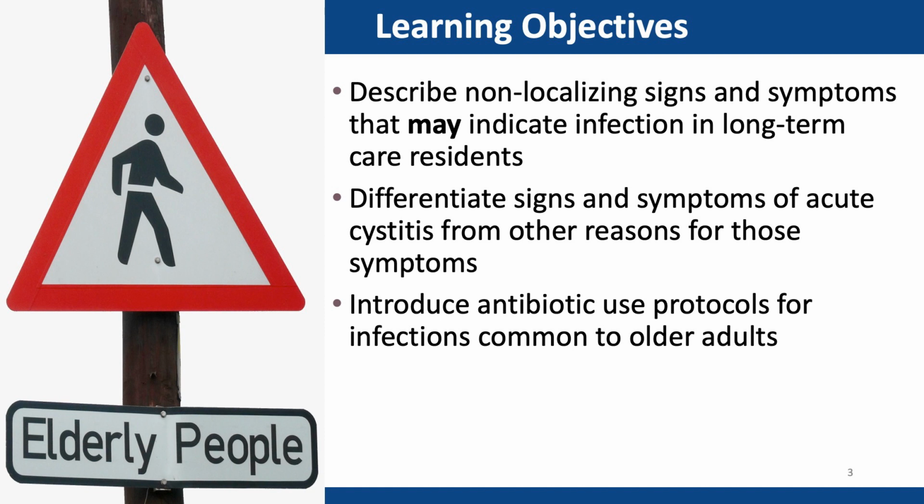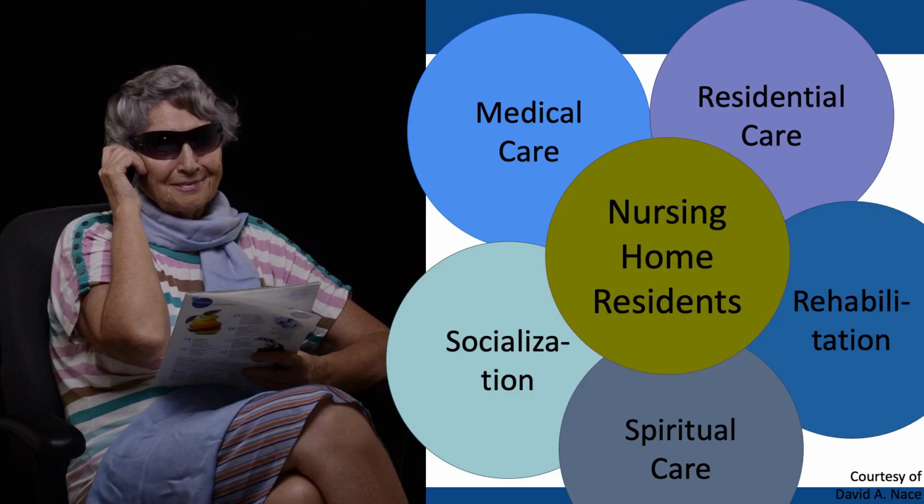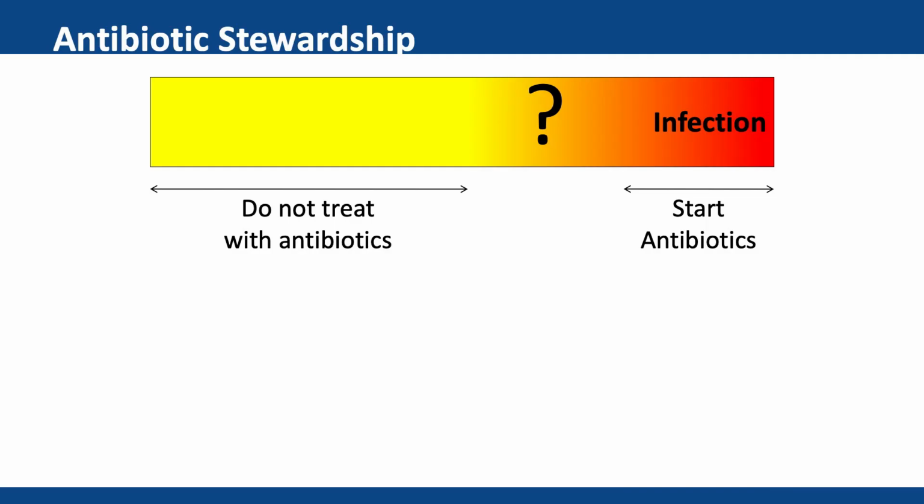Okay, so you already know what a nursing home is and what nursing home residents receive in that setting. It's medical care, it's residential care, it's rehabilitation, it's spiritual care, and socialization. So not many hospitals, not like junior league organizations that are going to grow up one day to be in an acute care setting, but nursing homes where we care for our residents. Which means that when we try to apply antibiotic stewardship principles that were developed in acute care settings to long-term care, there are some significant challenges because things are just different.